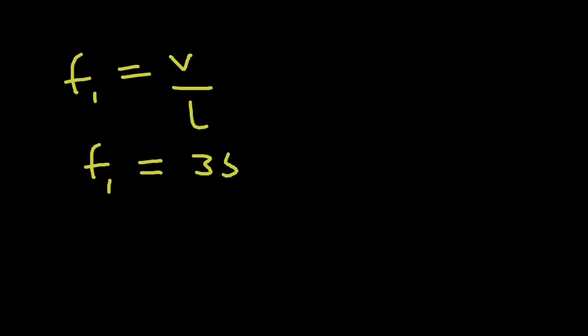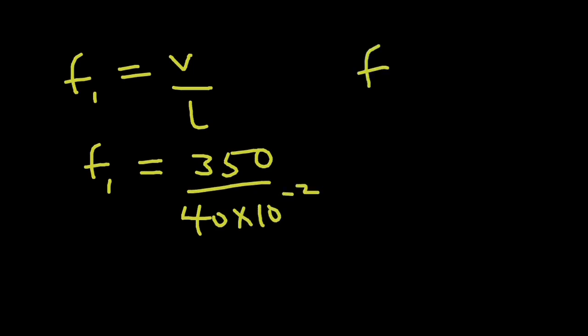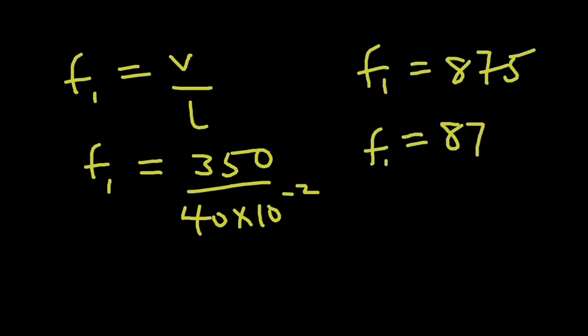So that if we recall, the frequency of the first overtone F1 equals V over L. And substituting in the formula, we shall have F1 equals 350 divided by 40 times 10 to power minus 2. And of course, F1 will be equal to 875. So that the frequency of the first overtone generated in the open pipe is 875 Hz.